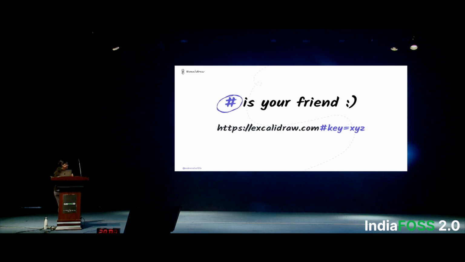So, hash comes to the rescue. In a URL, whenever you have this hash, whatever parameters are present after the hash are never sent to the server, which means in this case, key equal to XYZ is never sent to the server. So why not use this behavior and store the encryption key right after the hash? That way you can actually share this URL with your friends and they can access your drawings, and you are not sharing the encryption key with the server as well.